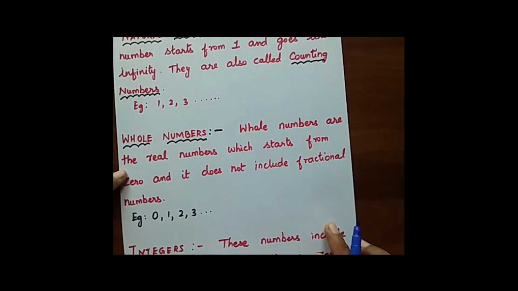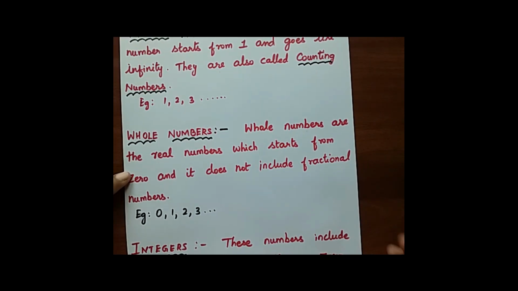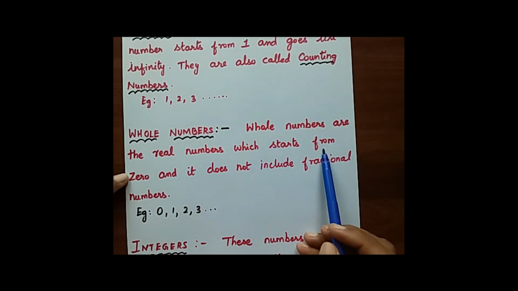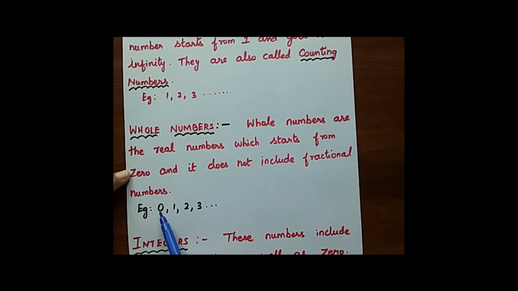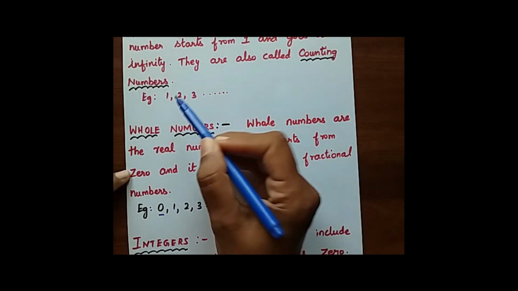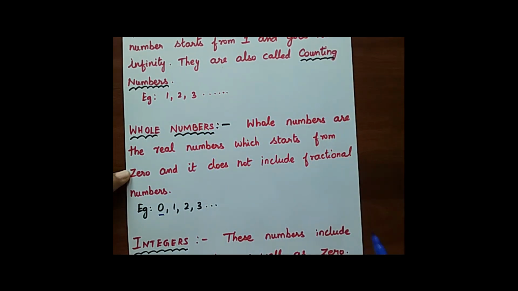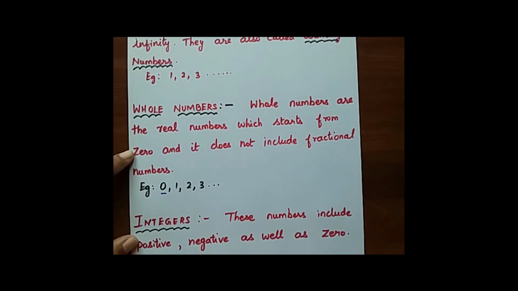Next we go to whole numbers. Whole numbers are the real numbers which start from 0 and do not include fraction numbers. So whole numbers will start from 0 whereas natural numbers will start from 1. That is the difference between these two. Okay, and whole numbers do not include fractions like 1 by 2, 3 by 2. All these numbers will not be included in whole numbers.